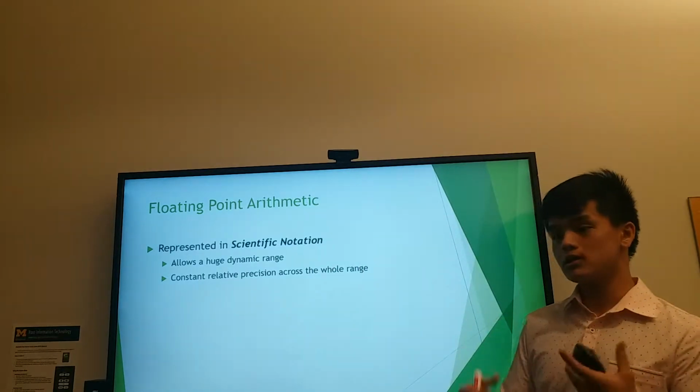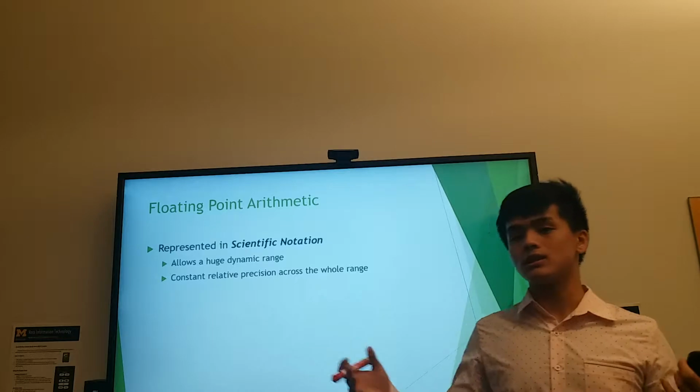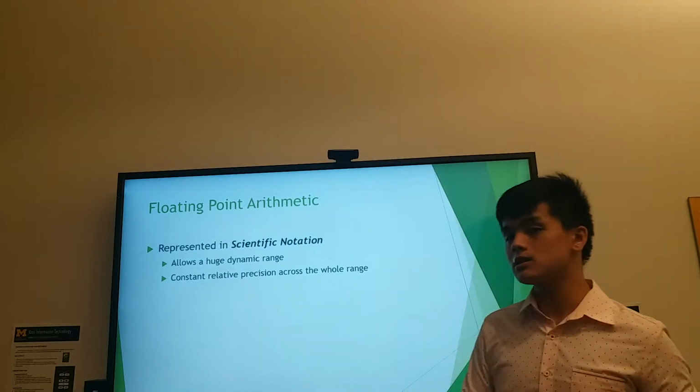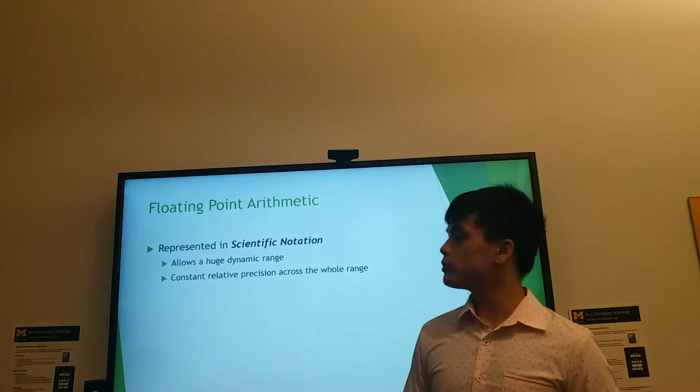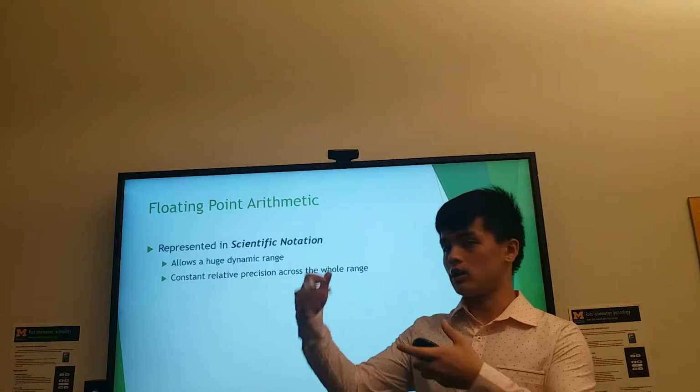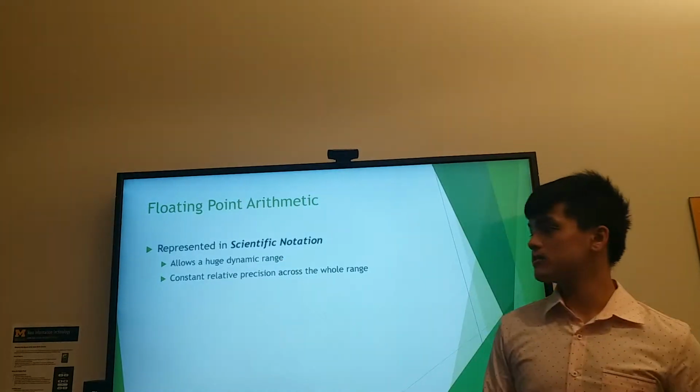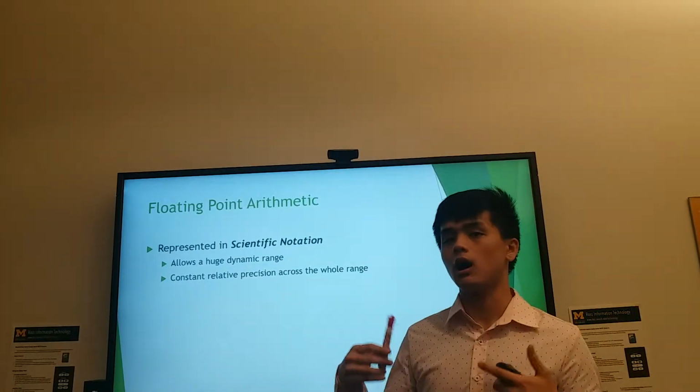In that case, we can store a huge dynamic range of numbers using a relatively small number of bits. And because we're multiplying by 2 to some power, the relative precision across the whole range is maintained the same.